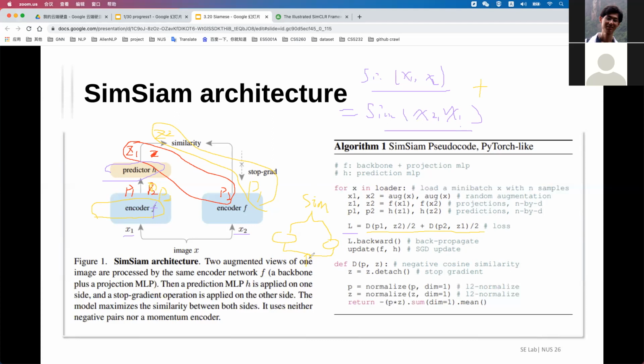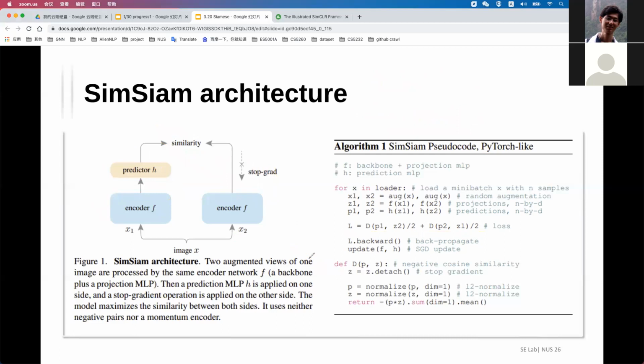So this architecture is used to train the encoder. And the goal of the predictor is just to... You mean this part? Yeah, just for the model collapse, right? Just for model collapse, just to map to a different space.